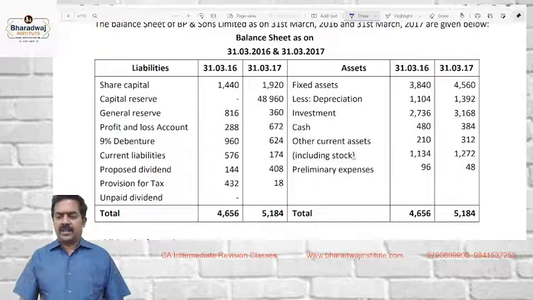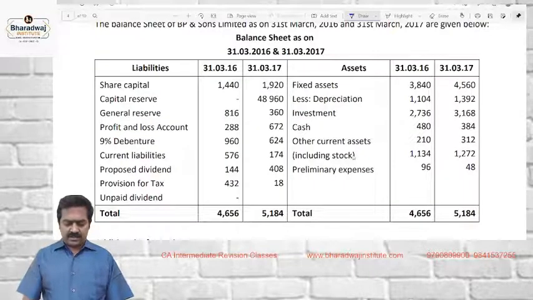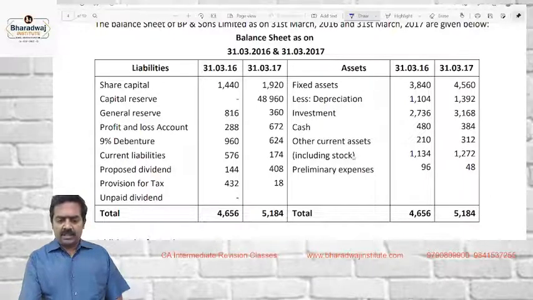There are a lot of alignment errors. Okay. Capital reserve is 0 and 48. Thereafter, everything you have to shift down. General reserve 816 and 960.